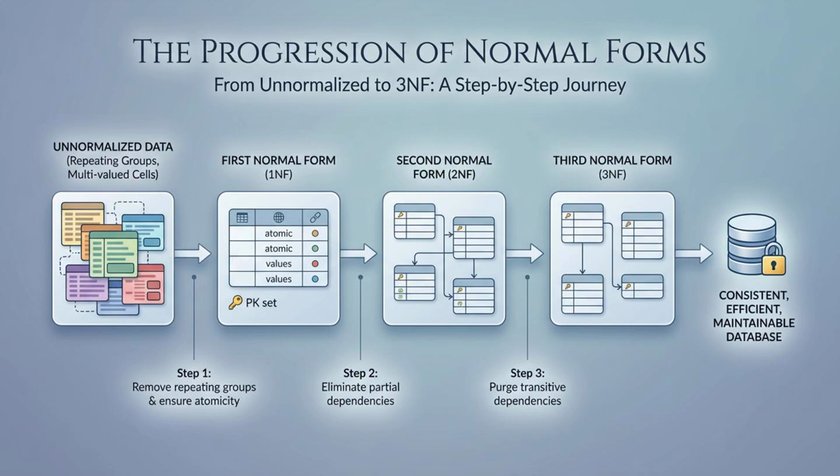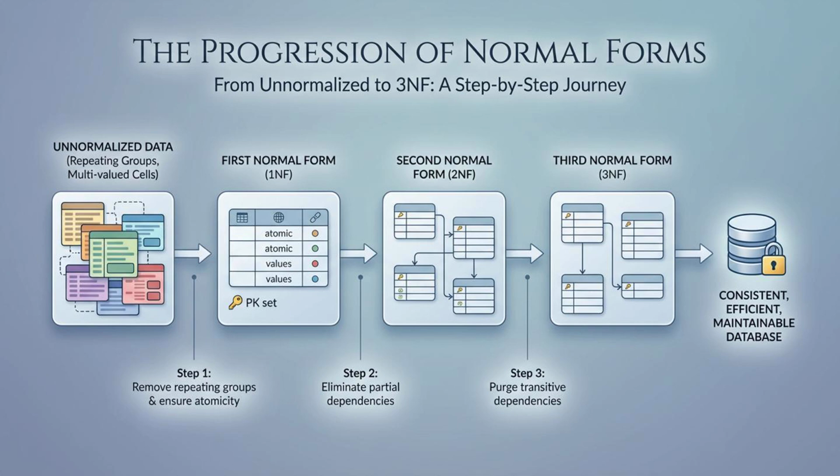Next, in Step 2, we move to the second normal form, 2NF. The focus here is to eliminate partial dependencies. This occurs when a non-key attribute depends on only part of a composite primary key. To resolve this, we break the table apart, creating new tables where all non-key attributes are fully dependent on the entire primary key. Finally, Step 3 leads us to the third normal form, 3NF.